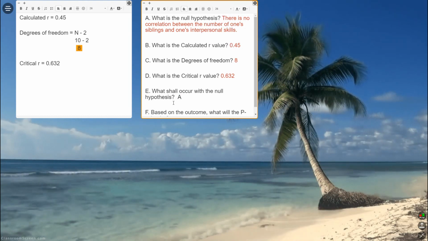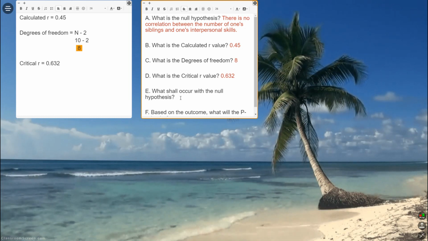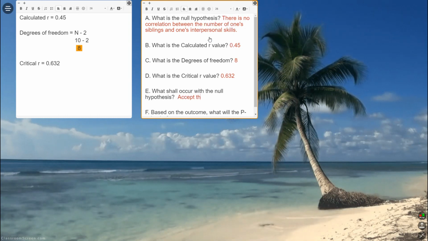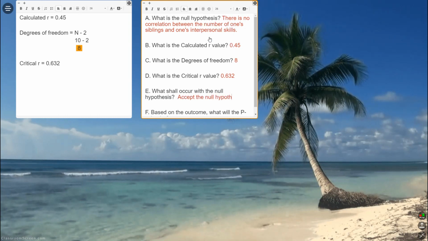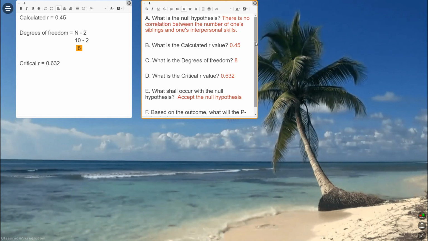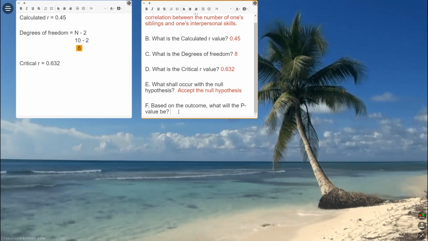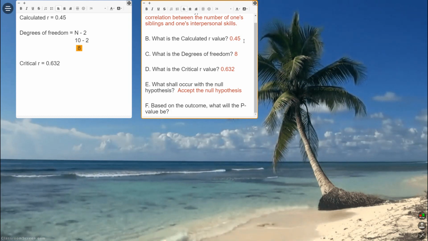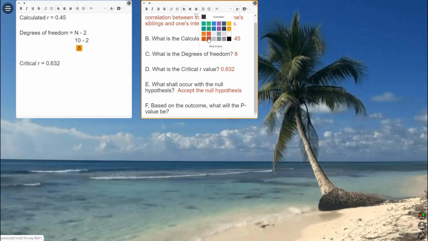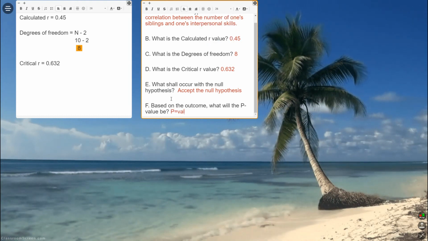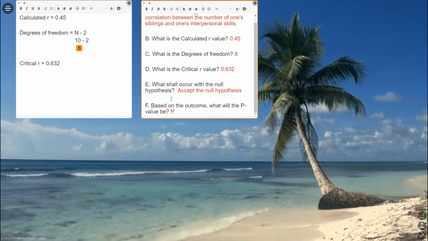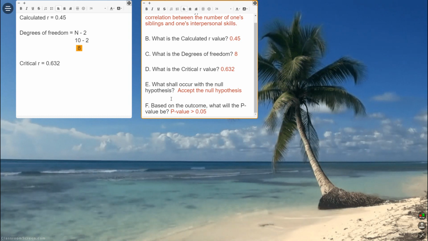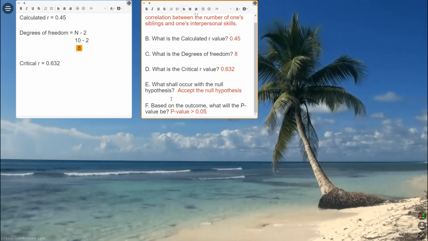Need to accept. Did I not get the red I wanted? Accept the null hypothesis. Because we accepted the null hypothesis, what will the p-value be? In this particular case, after I've adjusted the color of the p-value, p-value greater than 0.05. And that's how you do it.